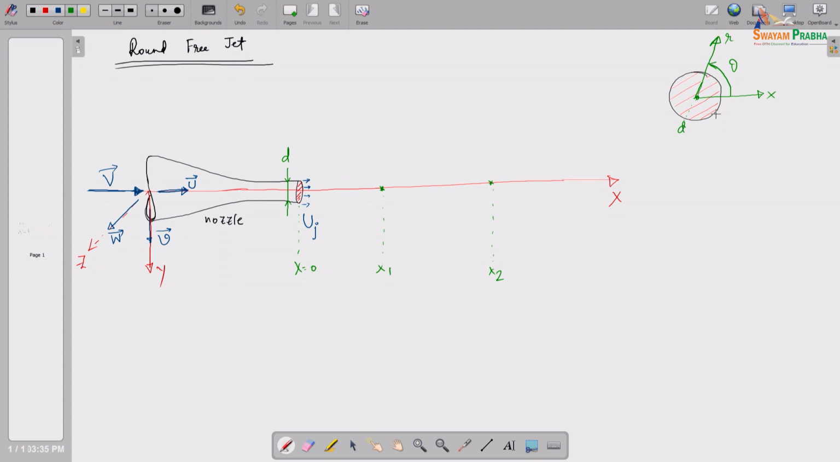Now the question is, how do I calculate, for example, u mean? If I look at the x component of the velocity, say u, how will I calculate the u mean? Let's look at it this way. Let's look at another side view like that.